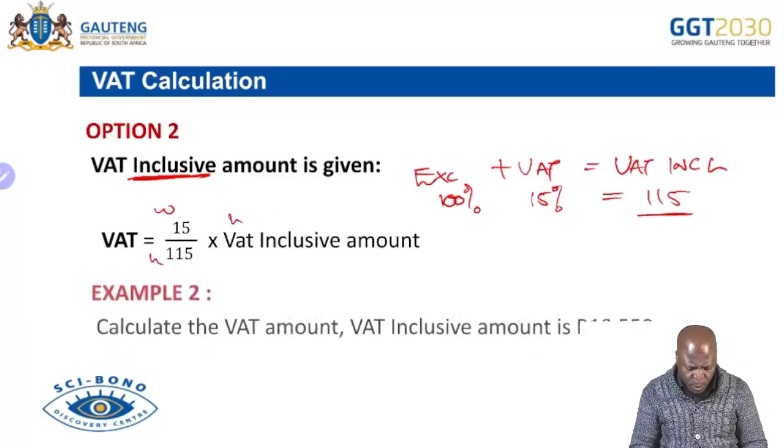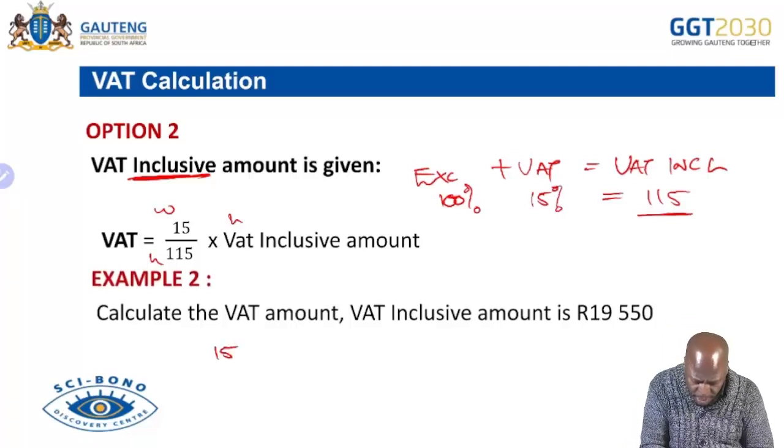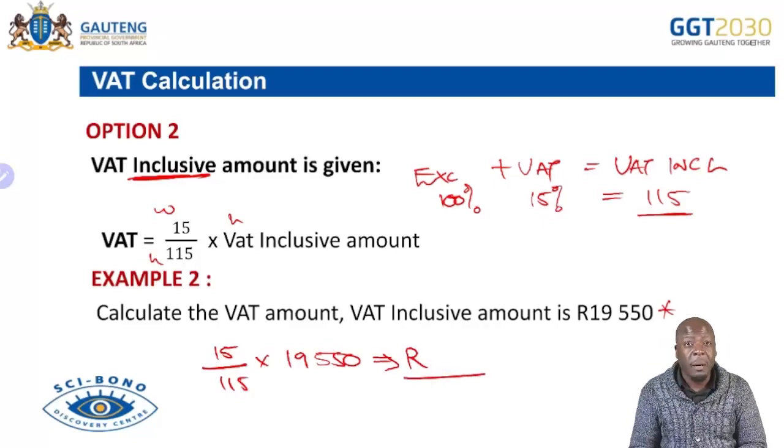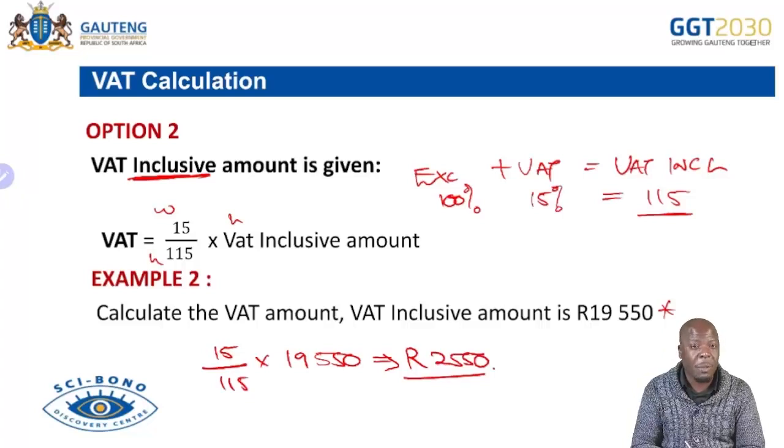Let's do example number 2. Remember, what I want is 15, dear guys, and what I have is inclusive, which is 115, multiplied by what I have here, 19,550. Guys, please quickly punch that in the calculator. I want you to give me the figure. How much do you get? Thank you. I'm hearing that you're getting 2,550. That becomes our VAT. So it becomes very easy then.